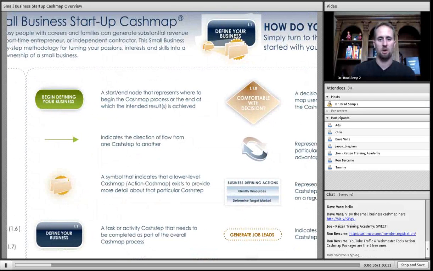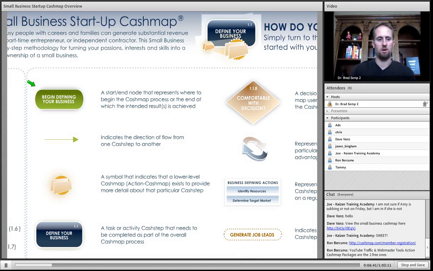All right. Now, with that, I wanted to just say a few words about how to read a cash map, and we're going to look right here. This little green arrow here is actually a start node or an end node. You'll see, begin defining your business. That is where we start or end a particular cash map. It's easy to read a cash map and follow it. You just follow the flow arrows. And here's an example of a flow arrow that will take you from one step to the next.